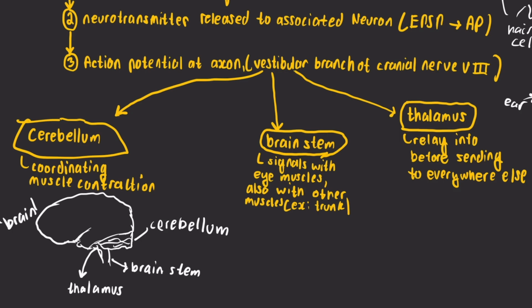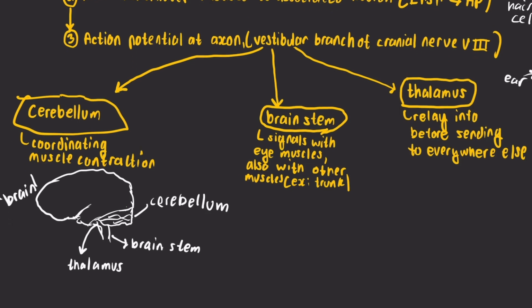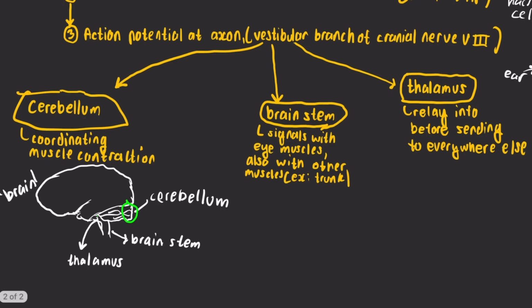So let's give you an idea where these parts are. So cerebellum is somewhere here. This brainstem is actually this whole area. And the thalamus is a specific part there. I'm going to give that a different color.